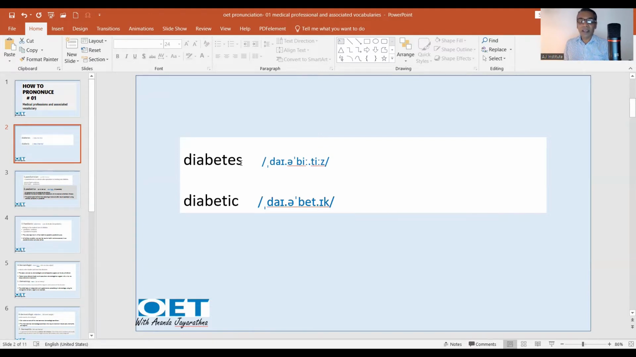And how do you pronounce that one? Okay, we have to pronounce it diabetes. I have given these symbols, we call them phonetic symbols, which show how we pronounce a word in English. But you don't have to know about this, just try to get the sound correct.